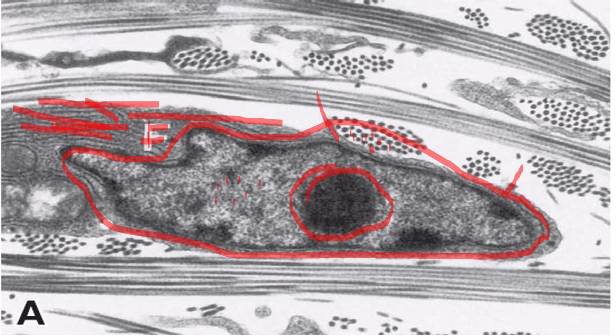The electron dense matrix here, these are the collagen fibers, a dense organized matrix formed around the fibroblast.